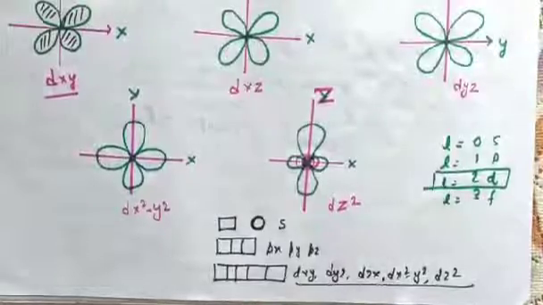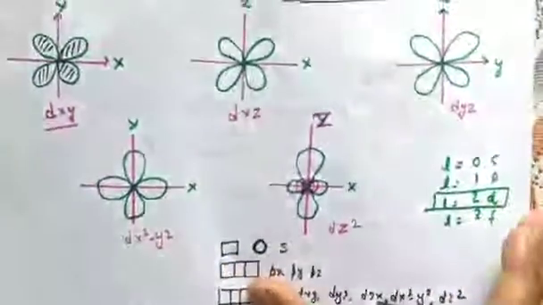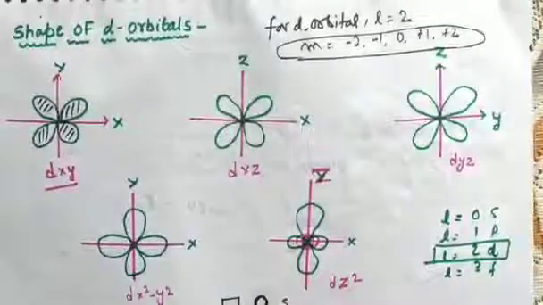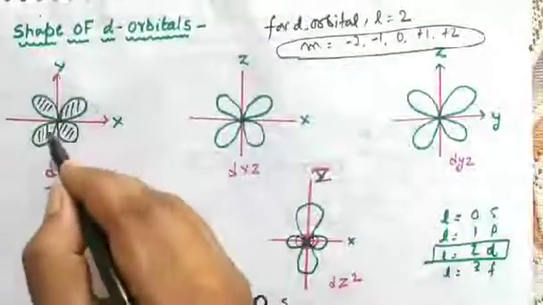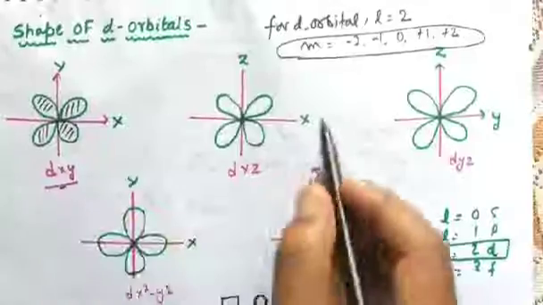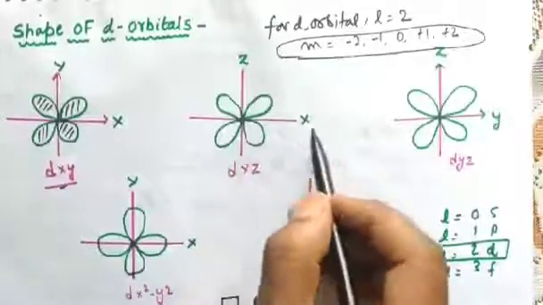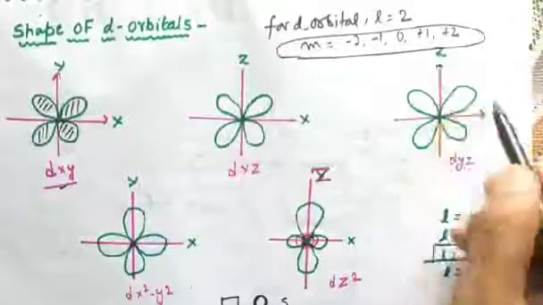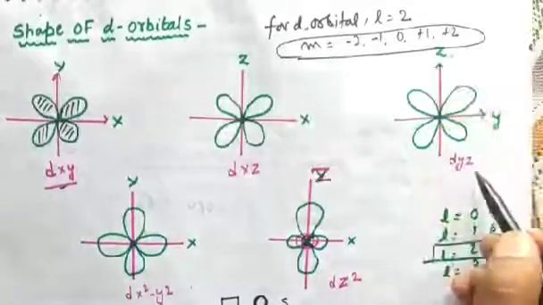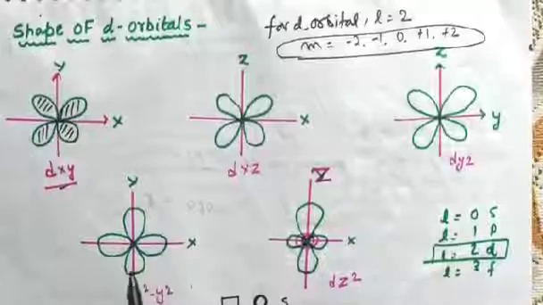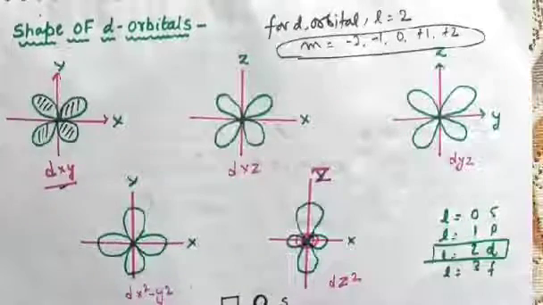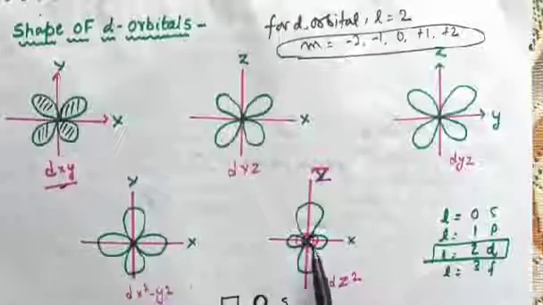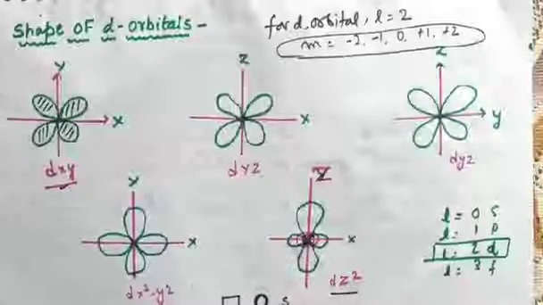So this is the basic information about the shape of d orbitals. You have to note it and understand it. If the lobes are lying between the two axes x and y, this is dxy. Lobes lying between the axes z and x, this is dxz. Lobes lying between the axes y and z, this is known as dyz. If the lobes are lying along the axes of x and y, this is dx square minus y square, and if the lobes are lying in this orientation, this is known as dz square.